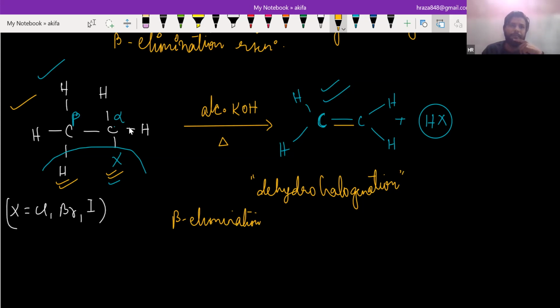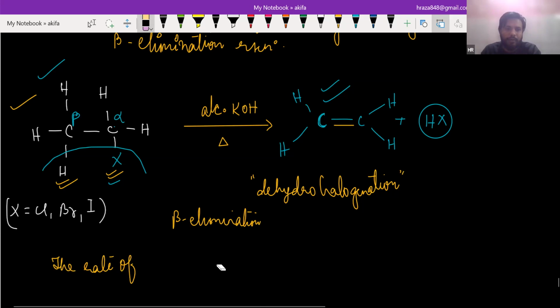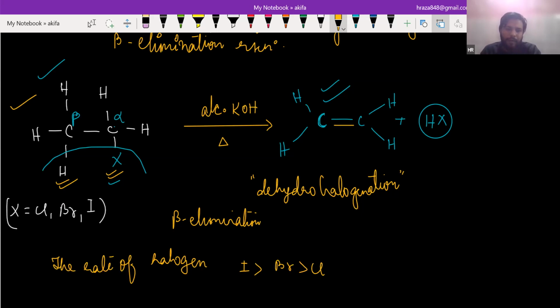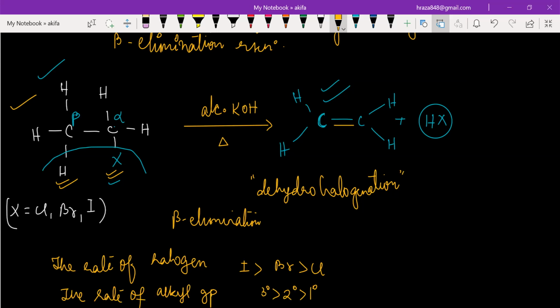It is known as beta elimination reaction because we remove hydrogen from beta carbon. Just write it. And write the rate of halogen: iodine, bromine, and then chlorine. And the rate of alkyl group: that is 3 degree, 2 degree, 1 degree. Done. Very good.